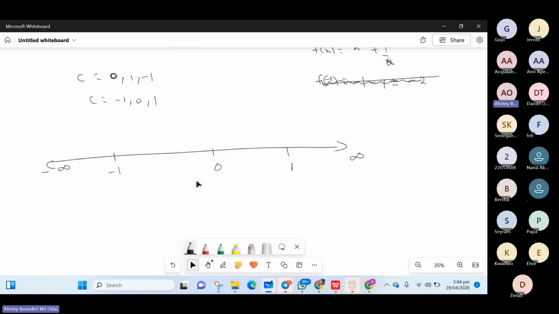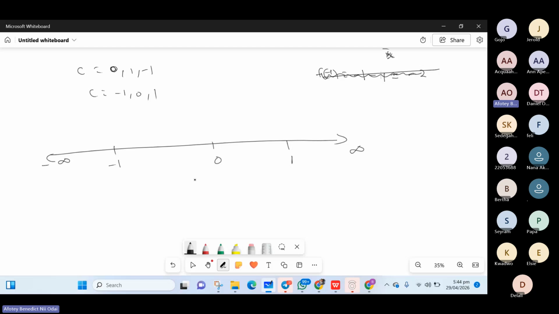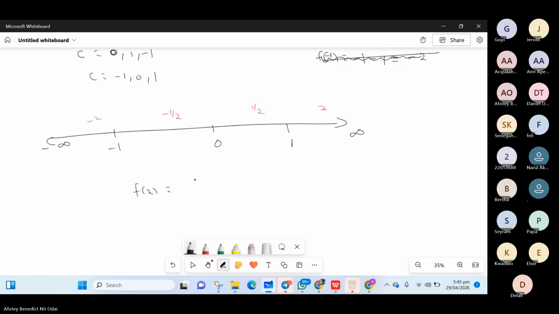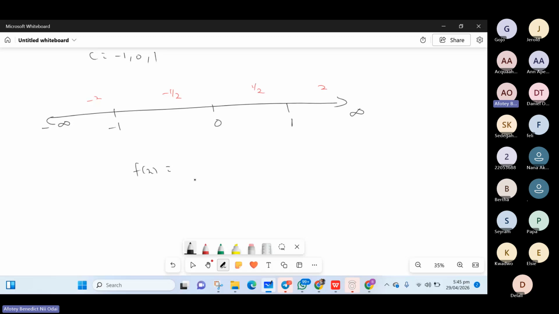So let's pick a value in between negative infinity and -1. In this range, let's pick -2. Between these, I want one that will make it very simple for me to solve. Let me pick -1/2, unfortunately. For this one, let's pick half, and let's pick 2. Okay, so f of x is equal to x plus 1 on x. When x is equal to -2, what do we get?